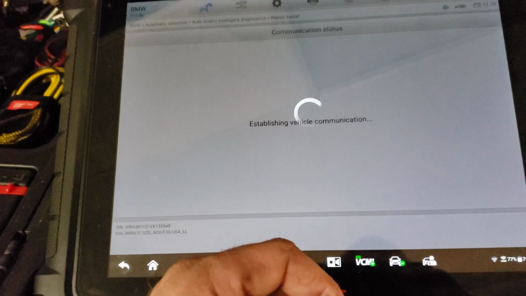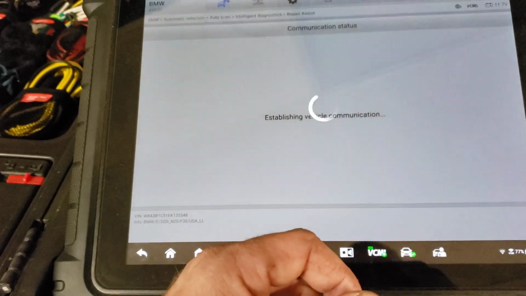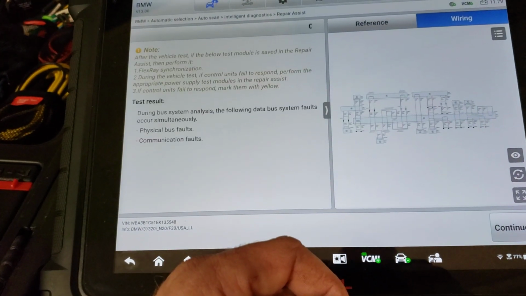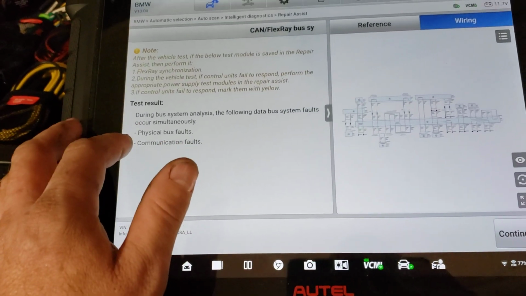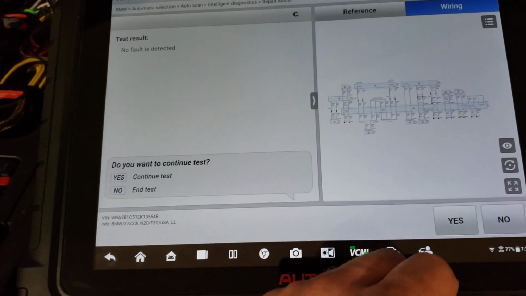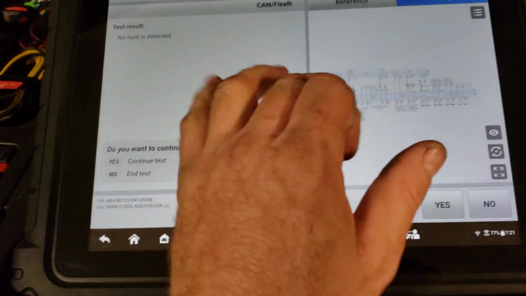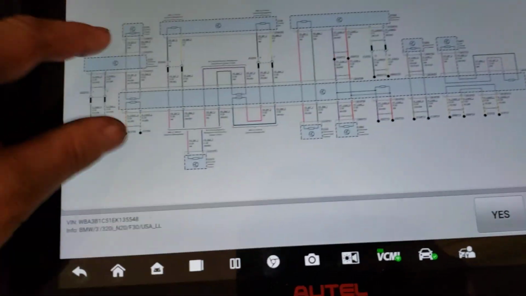I don't think this is going to help us too much. I think we're going to have to get in the network diagram and break this all down. This checks for physical bus faults, communication faults. No faults detected. So that's what I'm saying.